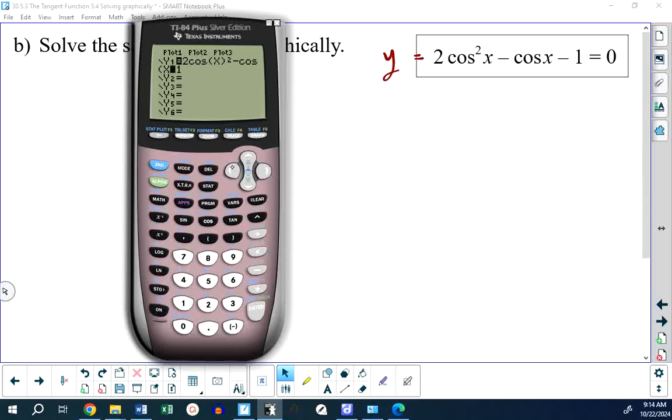Your graph didn't look like mine, did it? I forgot to close the brackets on the argument of cos of x. I should have, and I still did it. Well, that's going to change my window settings. Well, no, I guess it'll be okay.